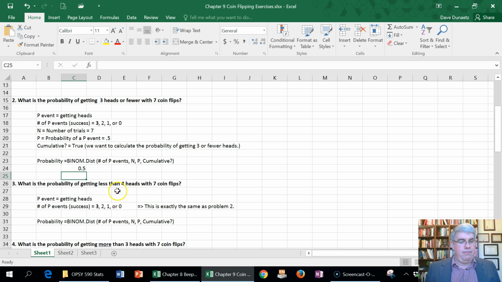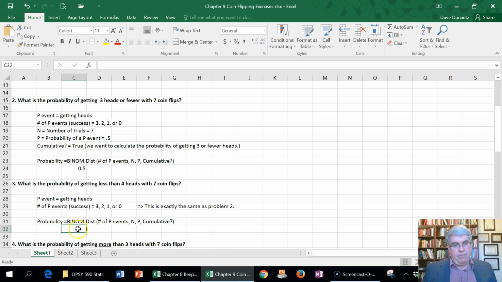Okay, this sounds familiar, doesn't it? Previously asked, what's the probability of getting 3 heads or fewer? Here we're asking, what's the probability of getting less than 4 heads? Let's think about that. The P event is getting heads. The number of P events are what's less than 4 heads. So that would be 3, 2, 1, or 0. So we see that is exactly the same thing as problem 2, 3 heads or fewer. Less than 4 is the same as 3 or fewer heads.